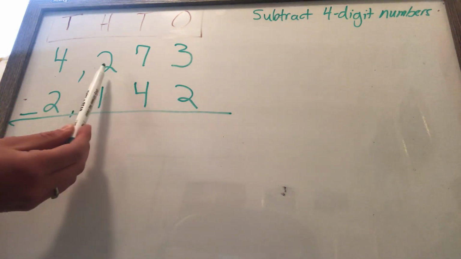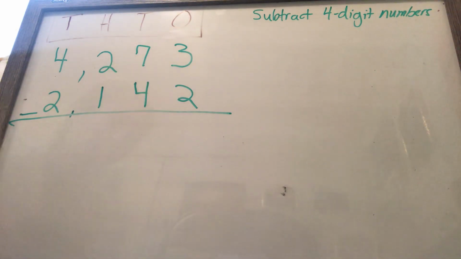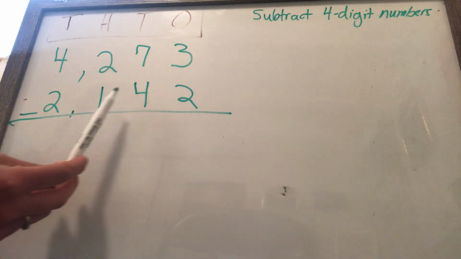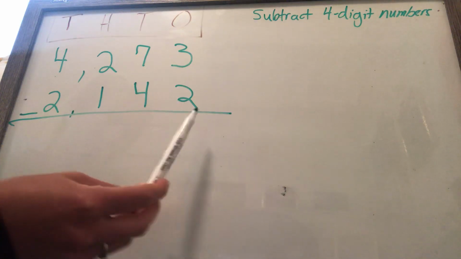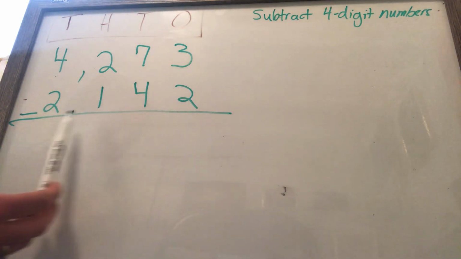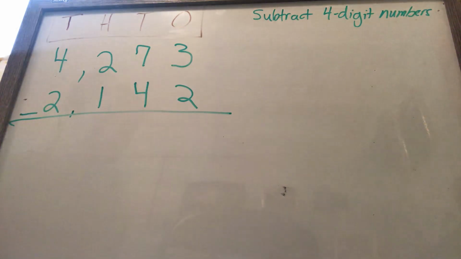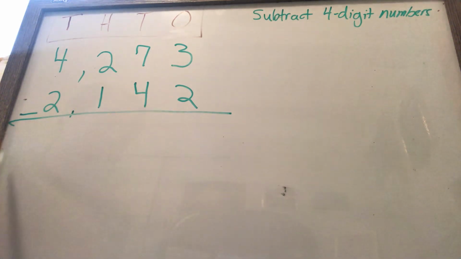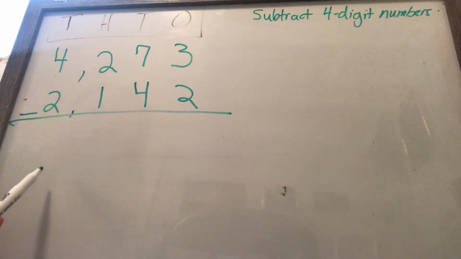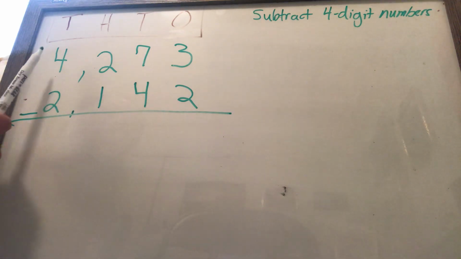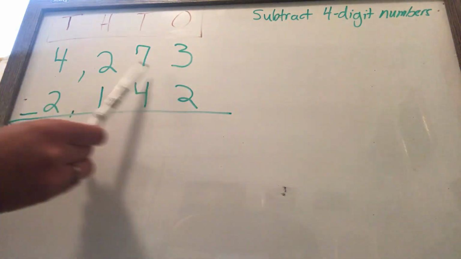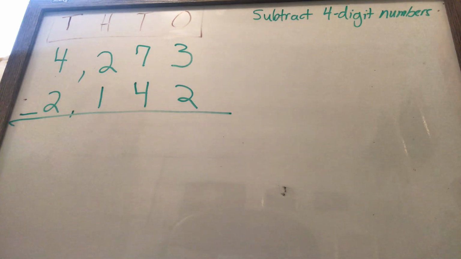So 4,273 is much bigger than 2,142. So we can take this number on the bottom away from the larger top number. It's kind of like addition, but a little bit different because in addition, you're adding the two numbers together and you're making more on the bottom, so you'll end with a larger number, but in subtraction, you have the largest number on the top and you're taking away from that larger number.